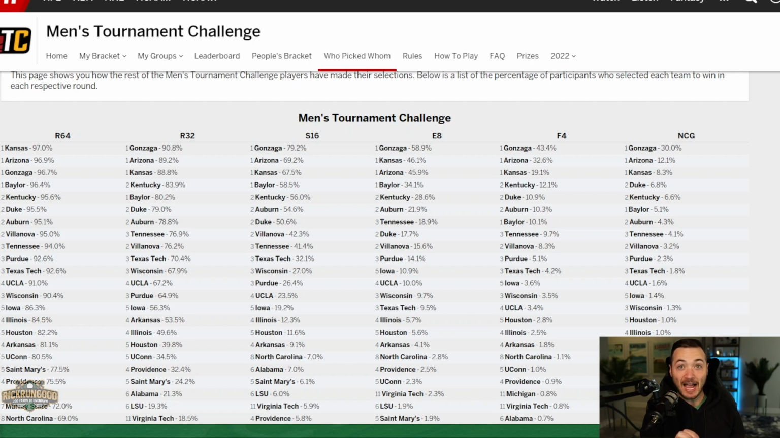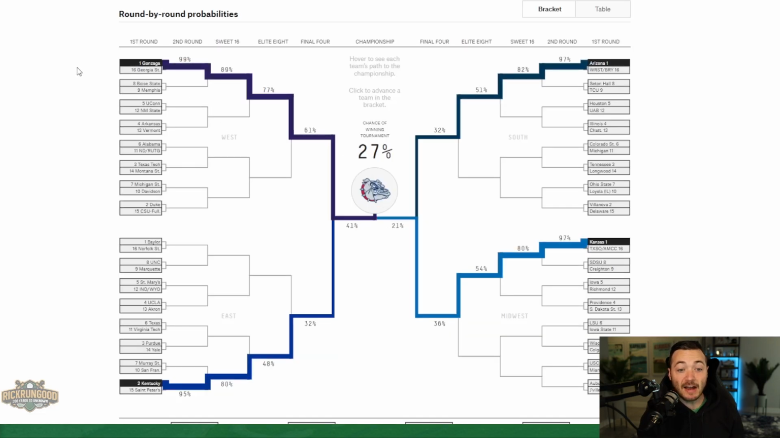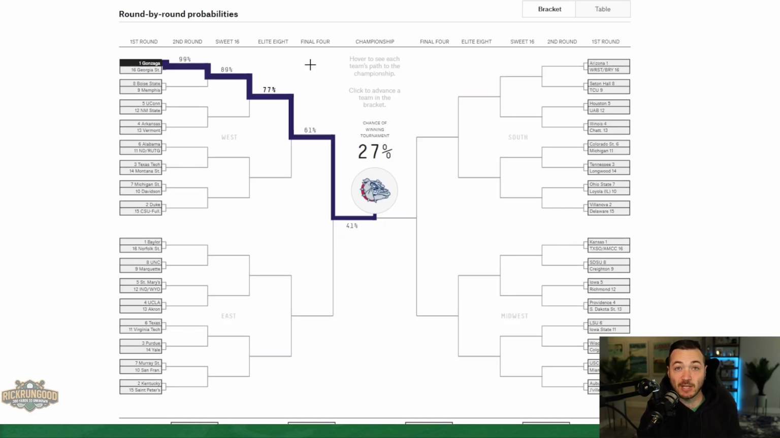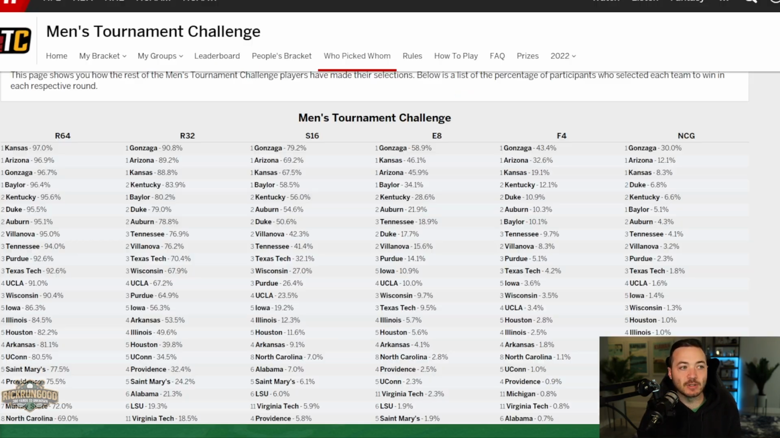Now, how likely is Gonzaga to actually win the national championship? Well, according to 538, the answer is 27%. If you look at their implied odds at the sportsbook, 3.5 to 1 to win the national title, it's probably closer to 22%. So more people are picking Gonzaga to win it all than the likelihood of them actually winning it.